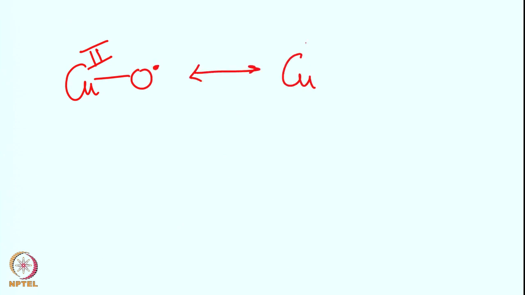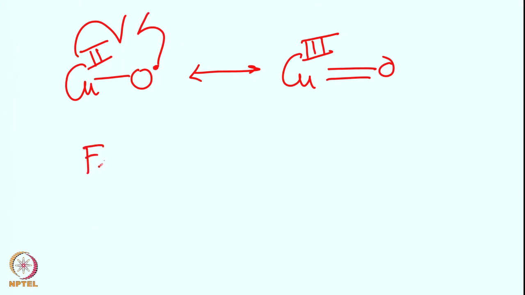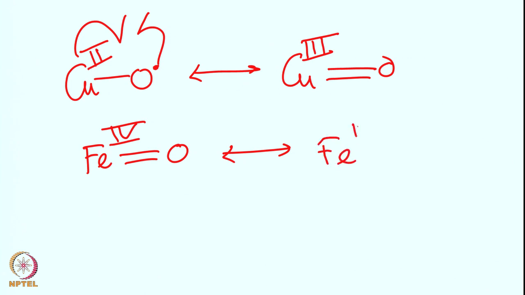For instance, if you have seen earlier this cupryl species, for example. We are saying that cupryl is nothing but Cu(II)-O dot. This is exactly the same as Cu(III) double bond O, because this will give an electron to form that. Similarly, for example, if we are talking about iron 4 oxo species, this is also nothing but going to be iron 3. These are the same species in different forms; one can write iron 3 O dot.